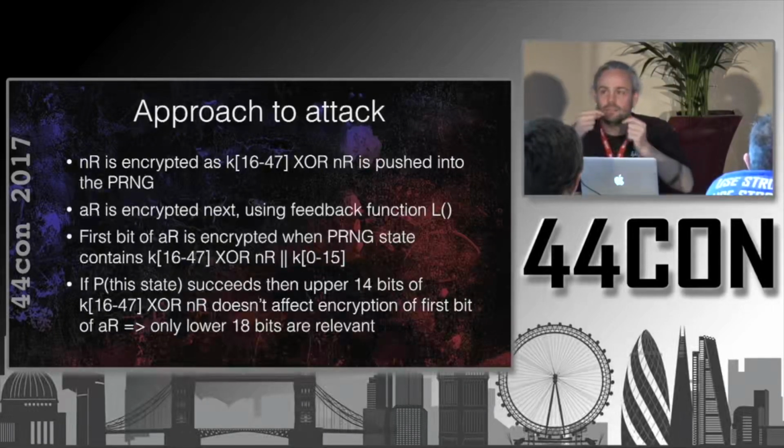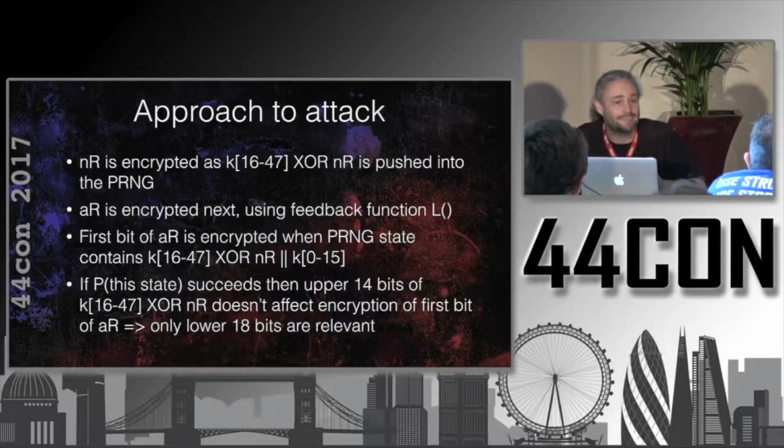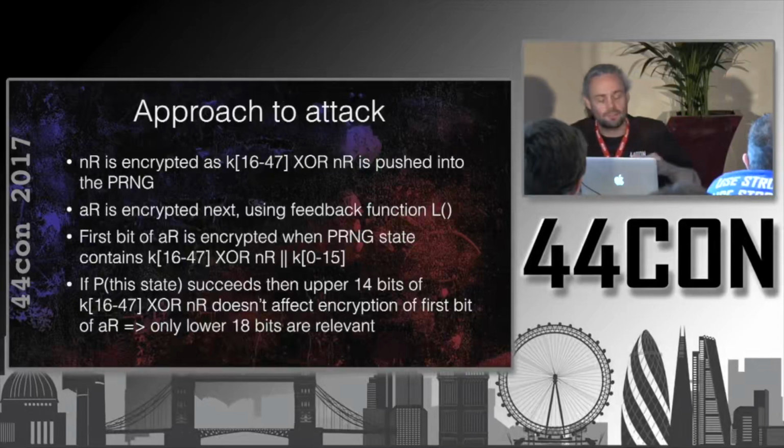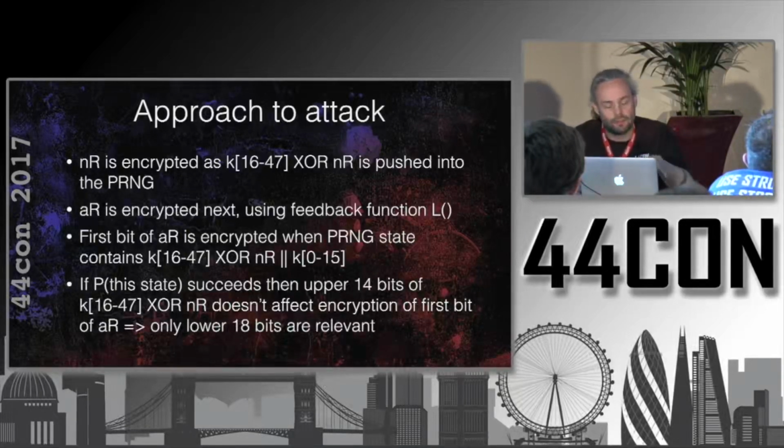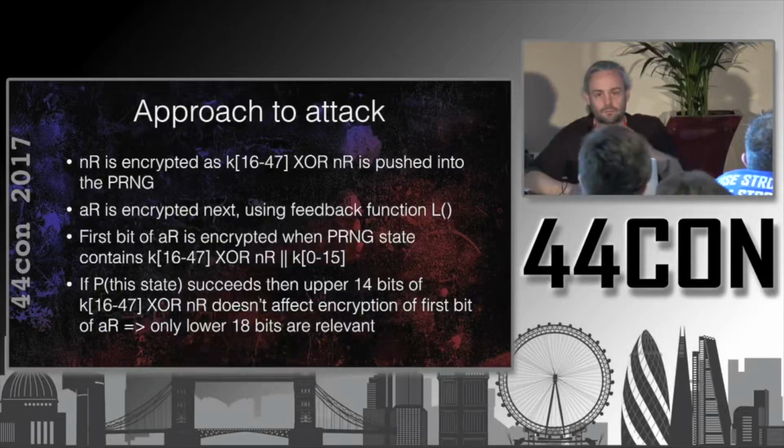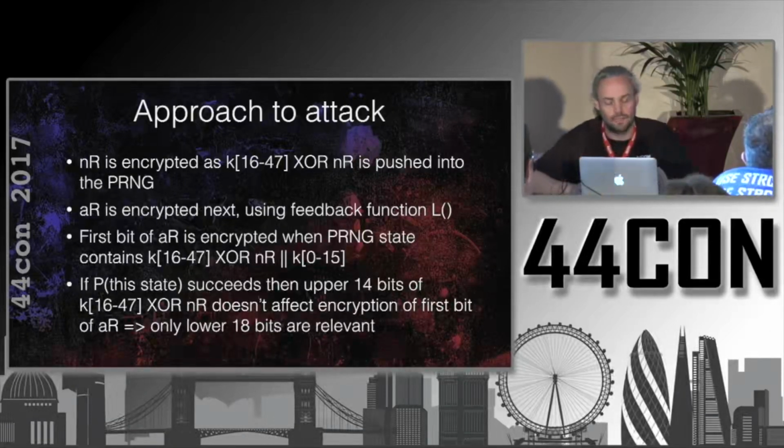Like there's a relationship between the bits of the nonce and the later bits of the encrypted nonce, which is bad, it turns out. Apparently that's a really bad thing to have done. And then it encrypts the challenge response next using the feedback function. So the first bit of the challenge response is encrypted when the thing is fully seeded, where you've got the key XOR with NR followed by the key is in the LFSR state.